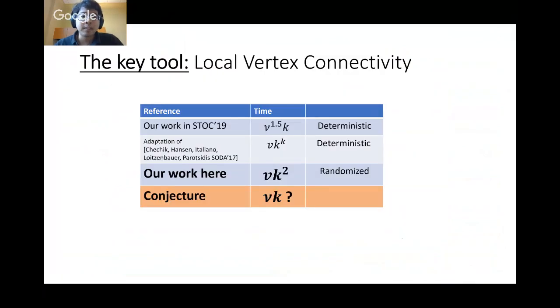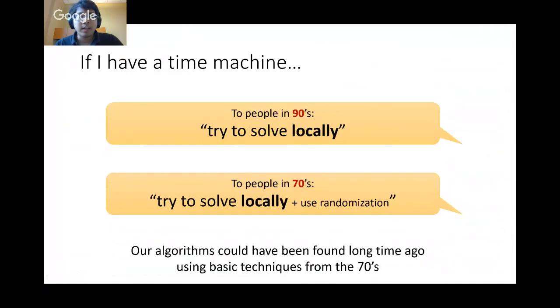And the key tool is really this local vertex connectivity. And I think maybe one can do it in near k time, but I don't know how to do it yet. And as you see, the algorithm really used a technique from the 70s. The key message that I would like to convey here is that trying to solve something locally is the key to getting faster algorithms for many problems.